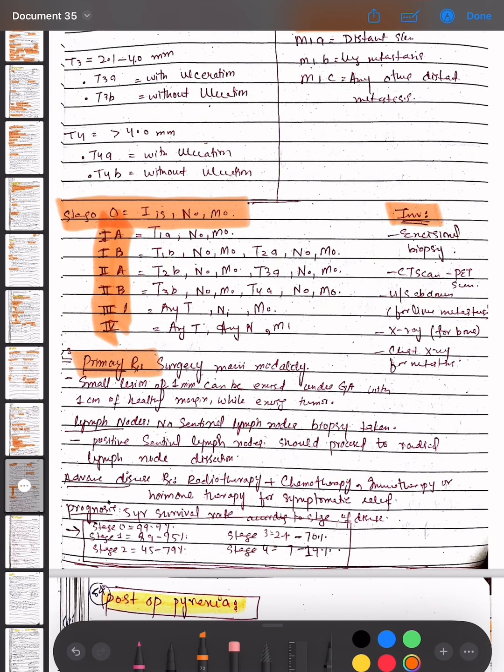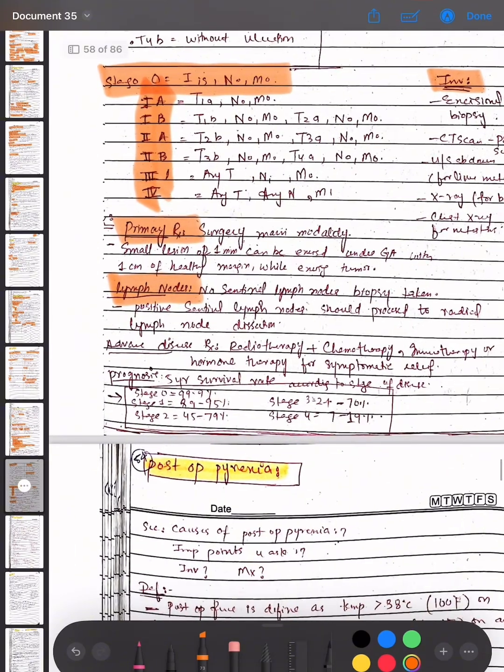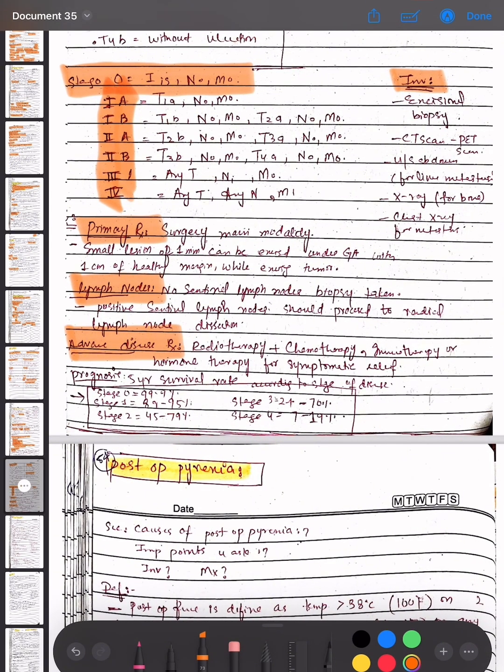Small lesions of 1 mm can be excised under general anesthesia with 1 cm of healthy margin while excising the tumor. Sentinel lymph node biopsy is taken. Positive sentinel lymph nodes should proceed to radical lymph node dissection, and in advanced disease, we have to do radiotherapy plus chemotherapy and immunotherapy or hormone therapy or symptomatic relief.